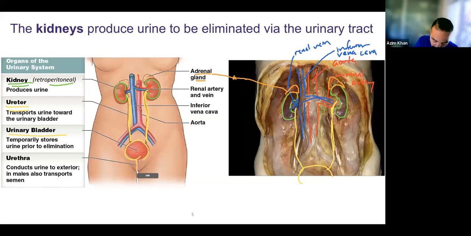And then we eliminate urine out the urethra. We all have urethras, males, females, intersex. The term for urination is micturition. That's the reflex for eliminating urine.